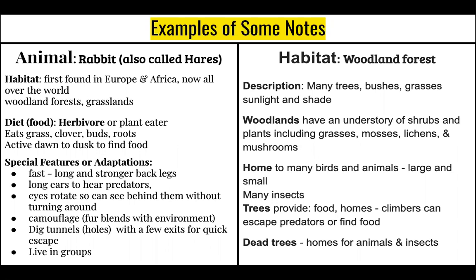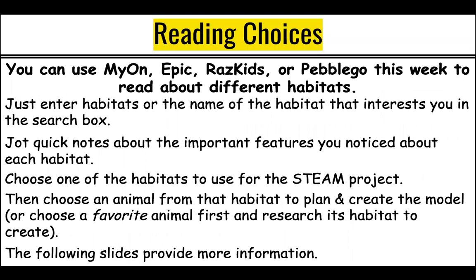You might want to read on Mayon, Epic, RazKids, or even Pebble Go this week and read about these different habitats. Just enter the word habitats or the name of the habitat that interests you the most in the search box. And don't forget to jot down some quick notes about the important features you noticed.